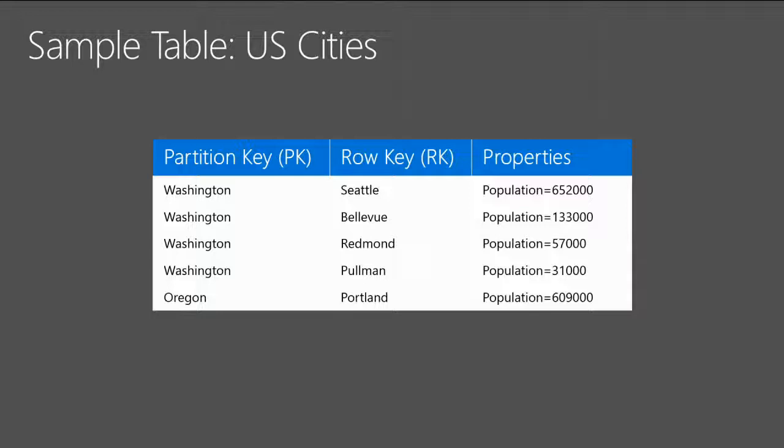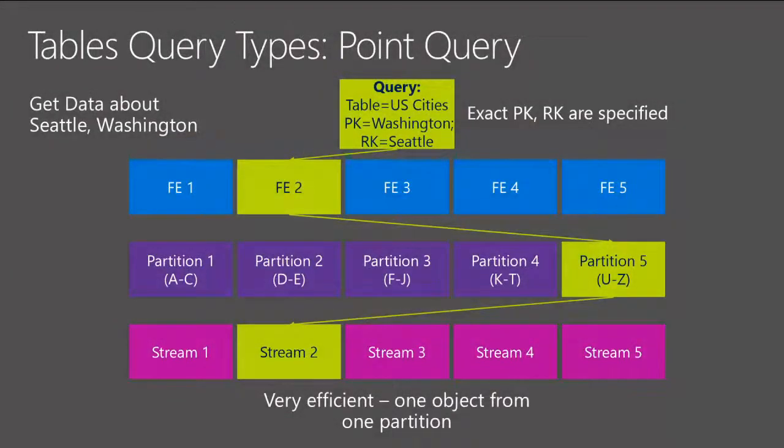So in this case, we've chosen a partition key of state, so the state of Washington, state of Oregon. Then we've used a row key of the city. And then we've got some properties there. Right now we've only got population, but obviously you could add a year founded and square miles and things like that. So just a very simple table here. Let's talk through what this looks like.